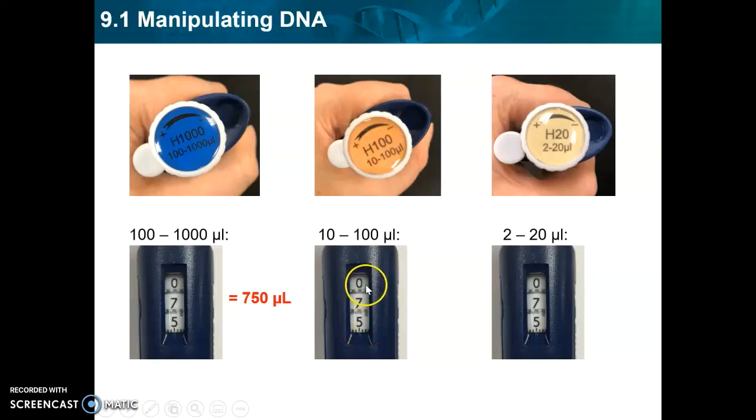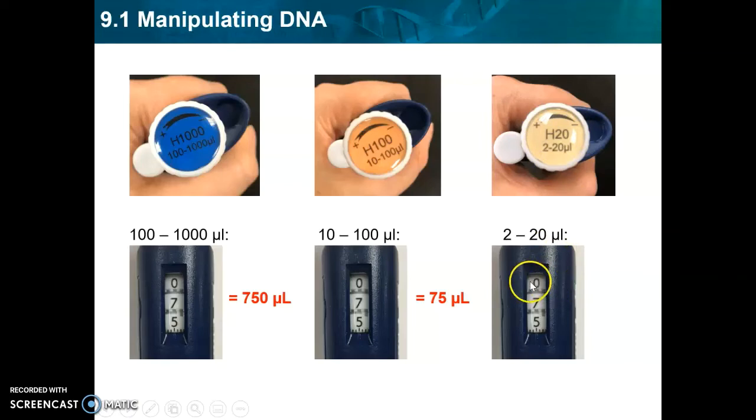So the first digit is the hundreds place, and then we have the tens place, and then the ones place. So on this window, 075 would actually correspond to 75 microliters. And then finally, on an H20, this is the smallest volume pipette we have.